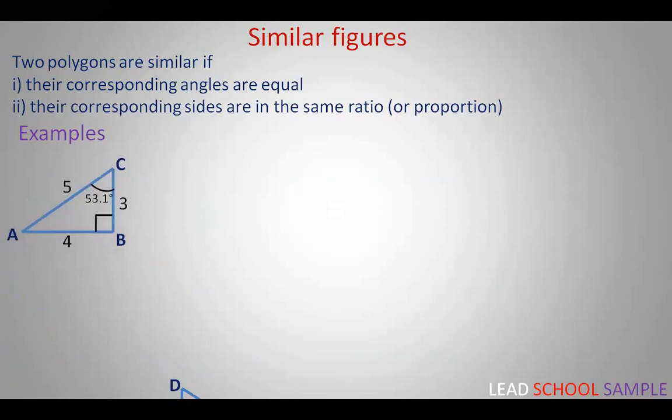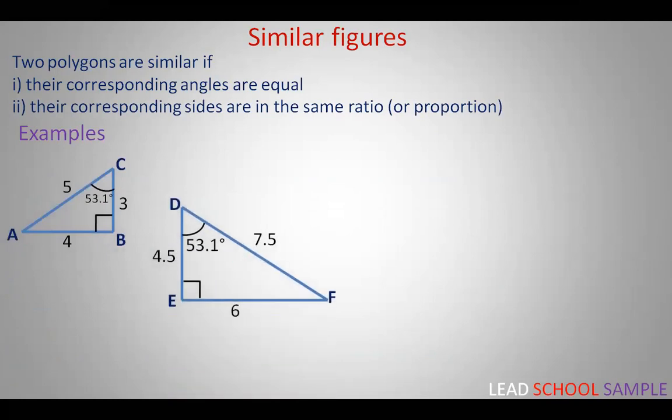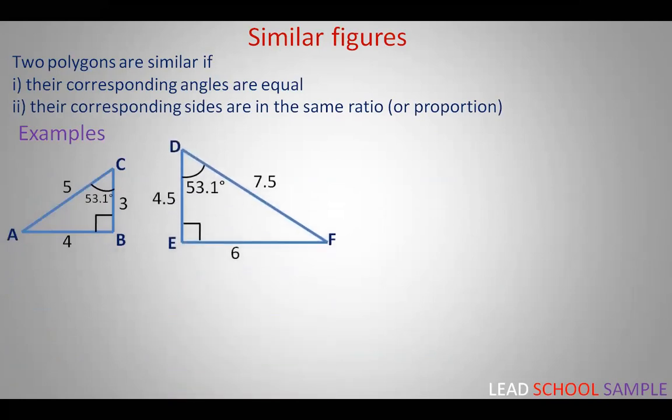Now we will demonstrate one example. We'll take two triangles ABC and DEF. Here angle B and angle E are 90 degrees. Angle C and angle D are 53.1 degrees. Only two angles are given. Can't we find the third angle? Yes, by using the angle sum property, we can find the third angle. It will be 36.9 degrees. Here, all corresponding angles are equal.